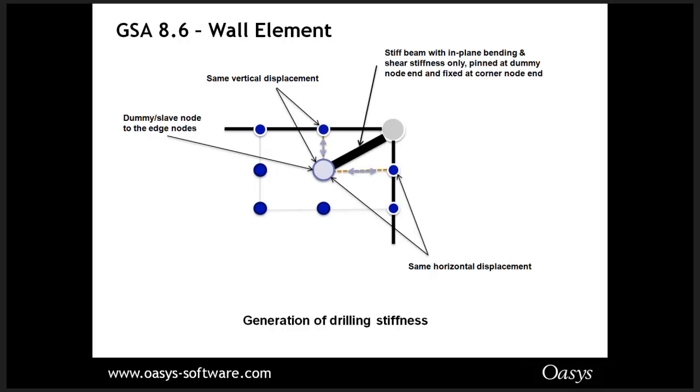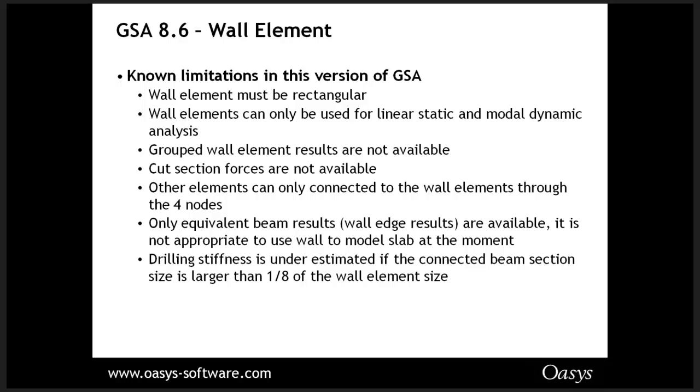So there are some limitations for the wall element in current GSA. Basically, these are the main limitations I listed here. The first one is that the wall element must be rectangular. The next one is that it can only be used in linear static and modal dynamic analysis. If you do other analysis, such as buckling analysis, you can't use the wall element in this version of GSA, but in the future, it should be possible.